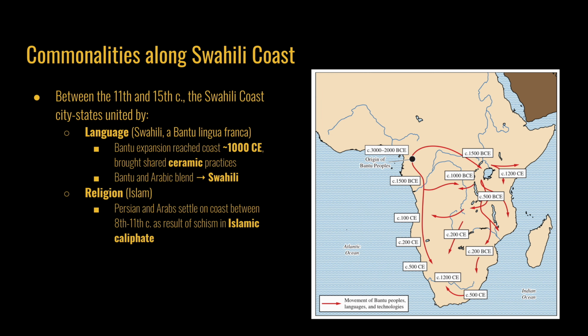Islam was the dominant religion along the Swahili Coast, influenced by Arab traders and settlers from Persia and Arabia between the 8th and 11th centuries, following a schism in the Islamic Caliphate. The Swahili city-states developed a distinct Islamic culture, blending African and Islamic elements in art and daily life. Additionally, Islamic law, or Sharia, was integrated into the legal systems of the city-states, influencing governance and commerce.